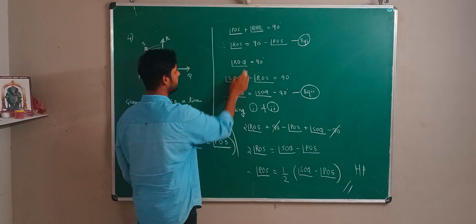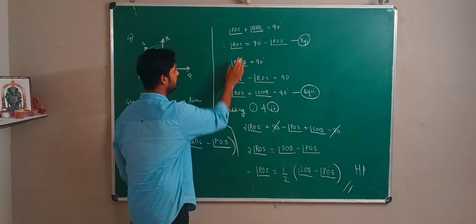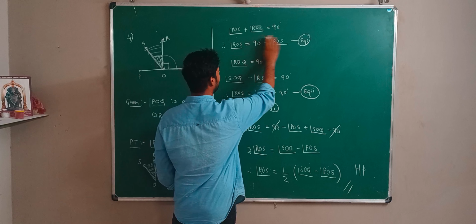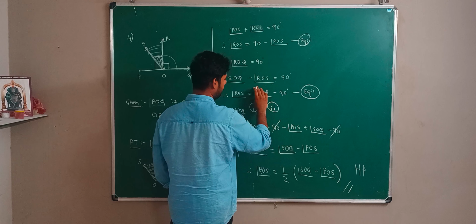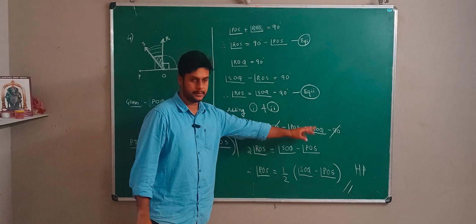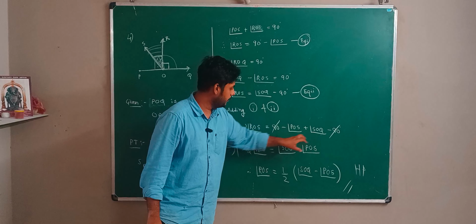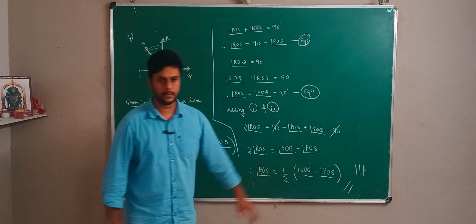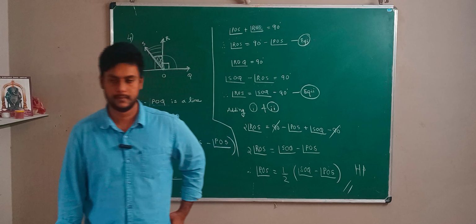Okay. Now add both the equations. First equation, second equation. By adding angle ROS plus angle ROS to angle ROS. And you write this: 90 degree minus angle POS, angle SOQ minus 90 degree. 90 degree cancel. Angle SOQ minus angle POS. 2 will come here. 1 by 2 angle SOQ minus angle POS.